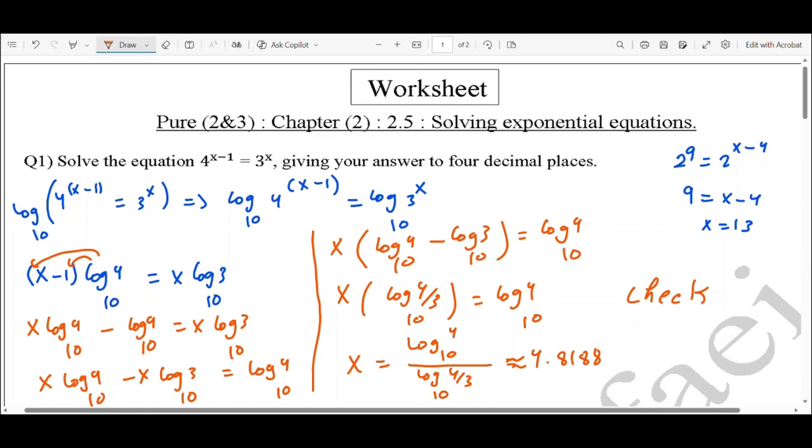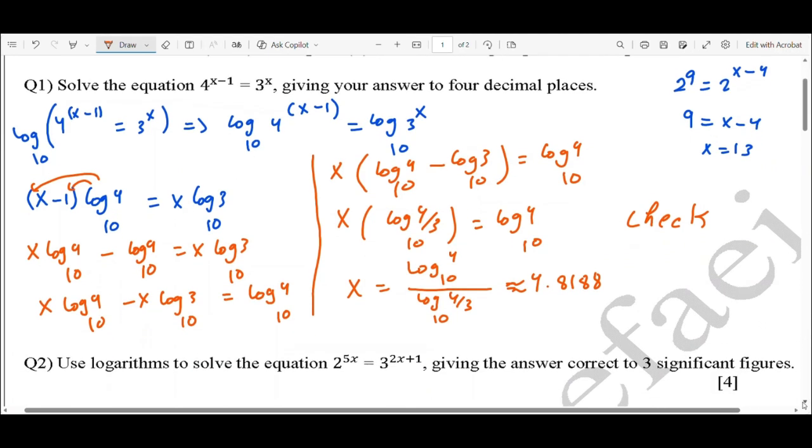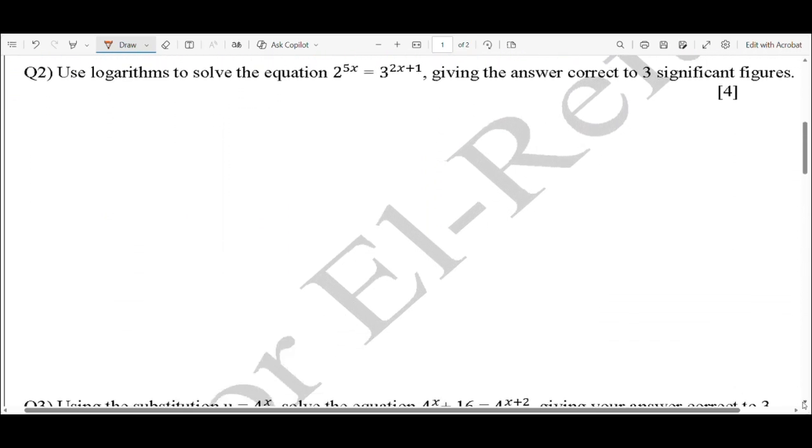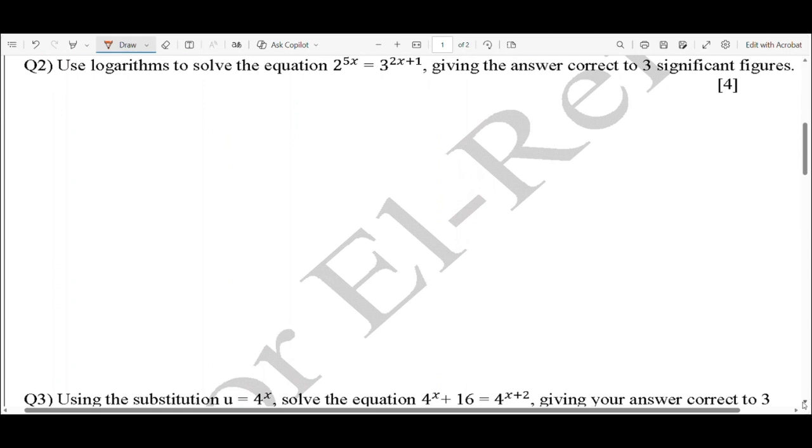Okay, let's move to question number 2. Same method, same way. Use logarithms to solve the equation 2 to the power 5x equals 3 to the power 2x plus 1. Give your answer correct to 3 significant figures. As I said before, the problem is the power. So how can I move the power? I have to take the log.